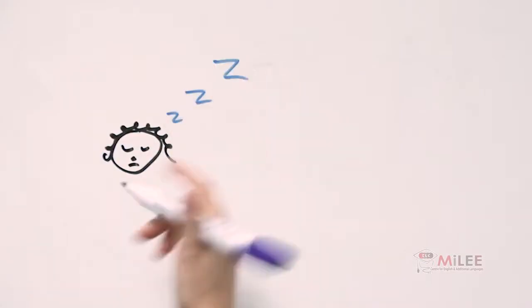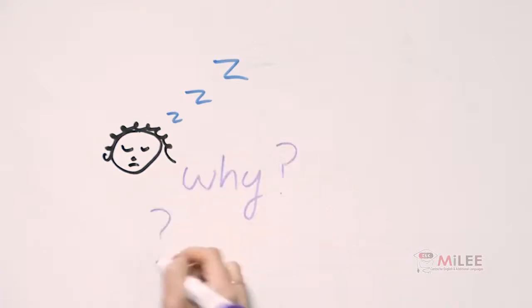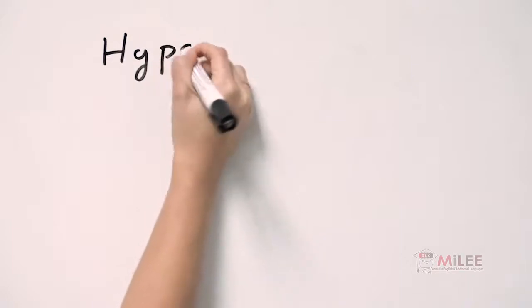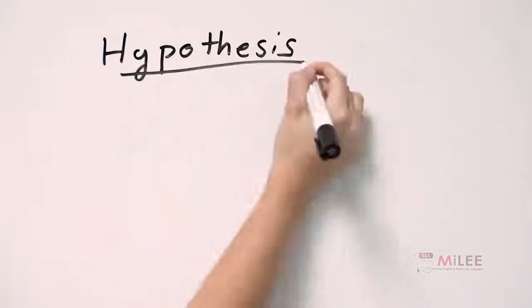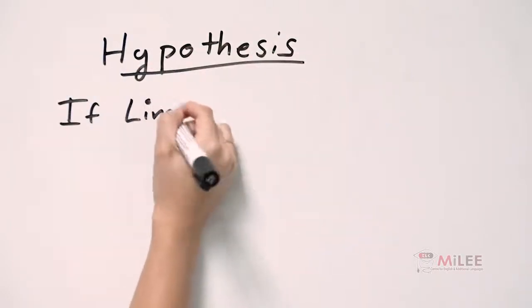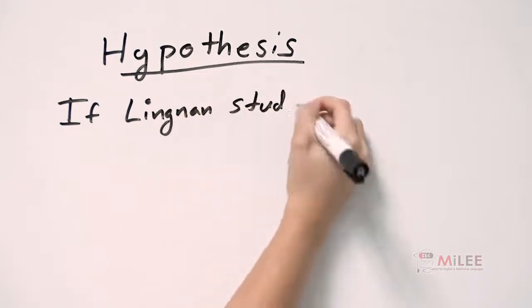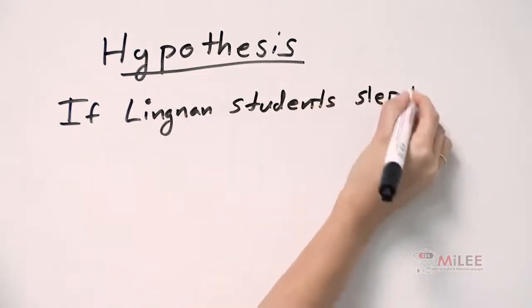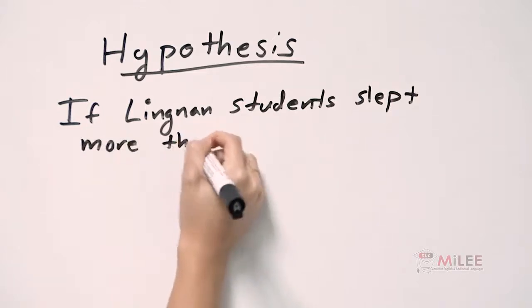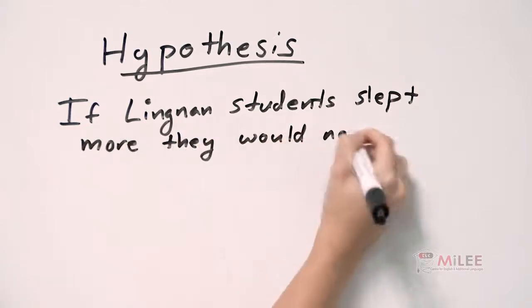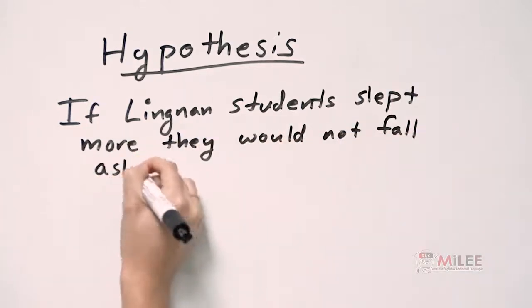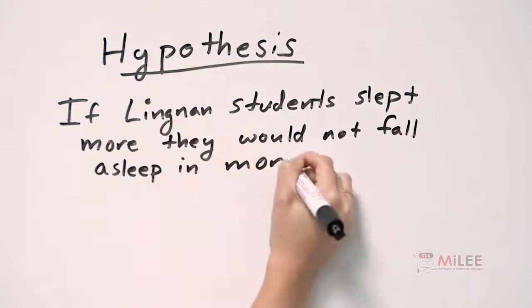A scientist will then make a hypothesis about their observation. Remember, a hypothesis is a statement that tries to explain the observation. It will sometimes include a prediction, and it will always require further research. For example, if Lingnan students slept more, they would not fall asleep in morning classes.